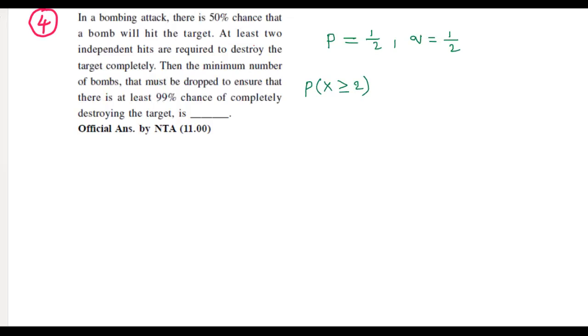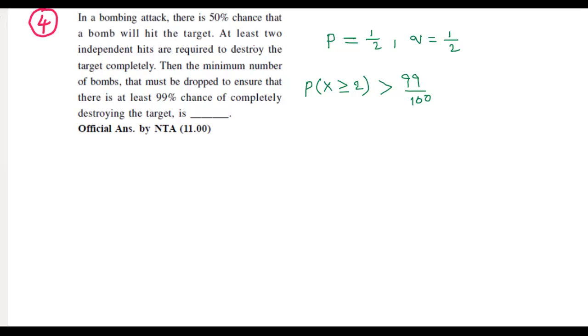Then we need to find the minimum number of bombs that must be dropped to ensure that there is at least a 99% chance of completely destroying the target. P(X ≥ 2): at least means greater than 99%, that means 99 by 100. So here, at least two independent hits are required. At least two means minimum two; 3, 4, 5, 6, 7 we can even take.